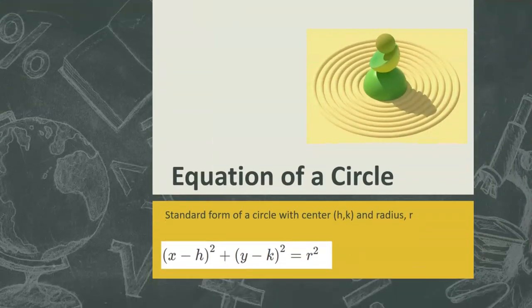The equation of a circle is just something you have to know. Like the equation of a line is y equals mx plus b. For a circle, it's (x minus h) squared plus (y minus k) squared equals r squared, where (h, k) is your midpoint, and r squared is the radius squared.